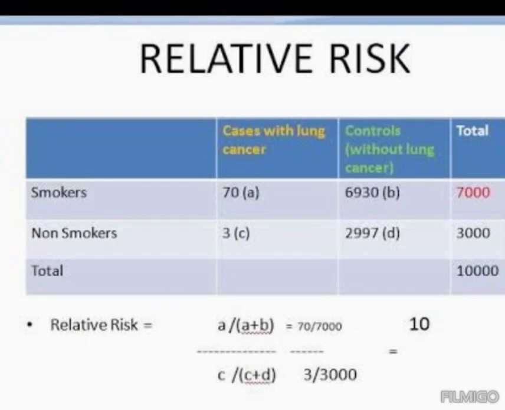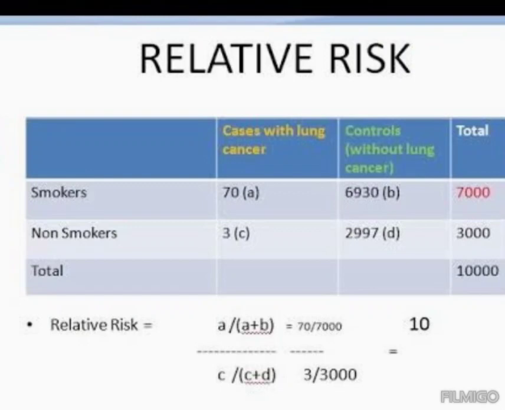In order to designate these: A is for when the risk factor and disease both are present. If the risk factor is present but disease is absent, B. If the risk factor is absent but disease is present, C. If the risk factor and disease both are absent, then it is D. This is how the contingency table should be drawn.